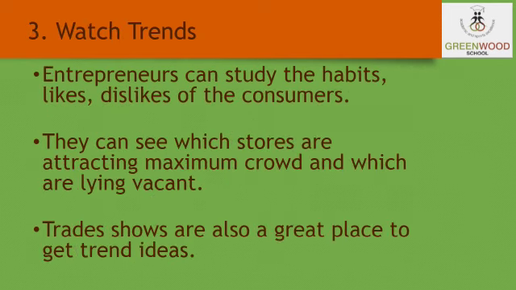Watch trends. Observation in the marketplace is the best way to get actual trends. Entrepreneurs can study the habits, preferences, and likes and dislikes of the customers. If the target consumers of a product are youth, then they can visit a mall and observe trends of clothing, eating habits, and how youth are engaging themselves in different activities. They can see which stores are attracting maximum crowd and which are lying vacant. Trade shows also are a great place to get trend ideas.